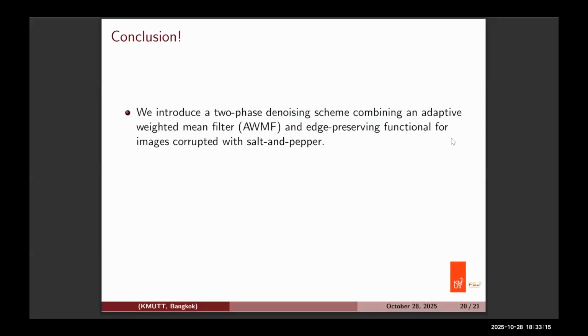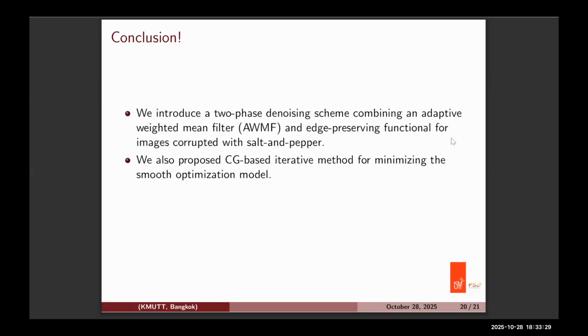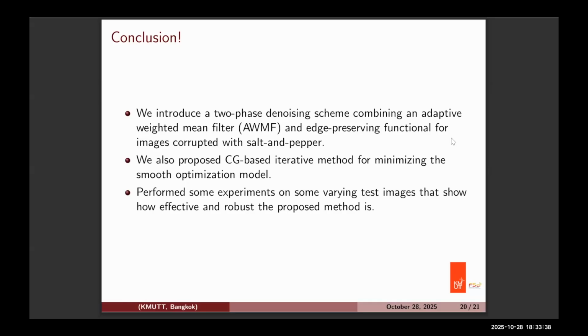In conclusion, we first introduced a two-phase denoising scheme by combining the adaptive weighted mean filter strategy and an edge-preserving functional in order to restore an image that has been damaged by salt and pepper noise. And then we also introduced an iterative scheme in order to solve the regularization model that was introduced. And we also performed some experiments in order to see the performance of this scheme over the existing approaches. Thank you.